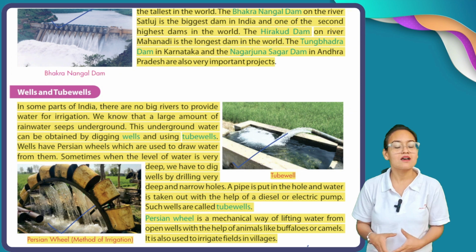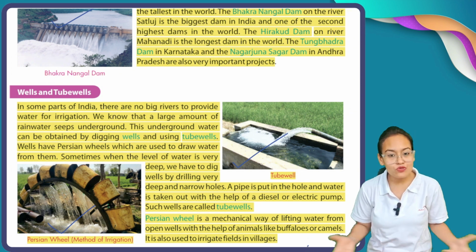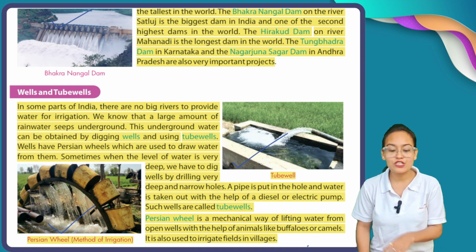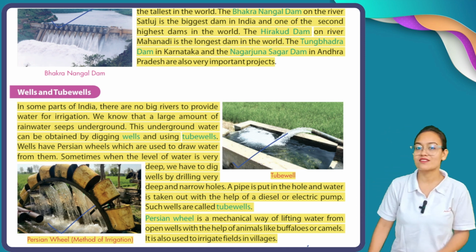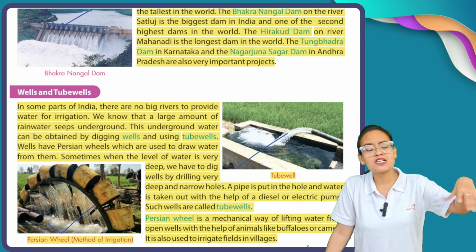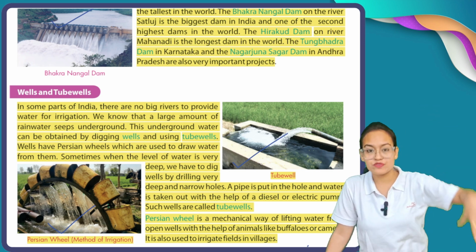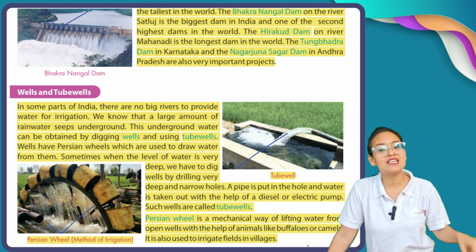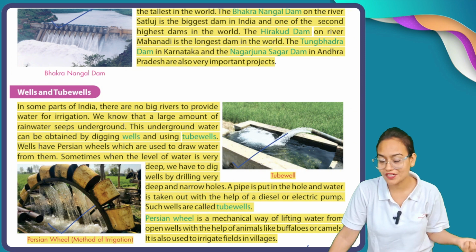So in those areas, how do they do irrigation? They use wells and tube wells. Now when rainfall occurs, the rainwater seeps underground, and it increases the level of our underground water.